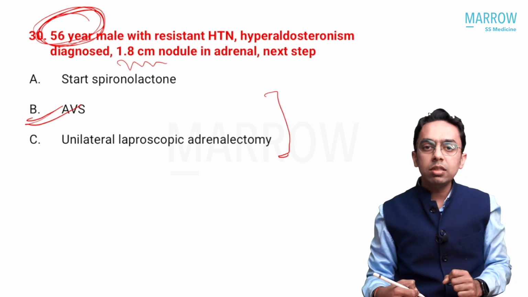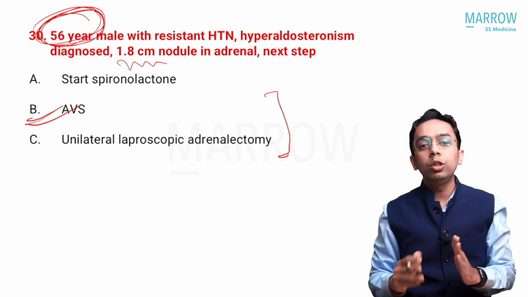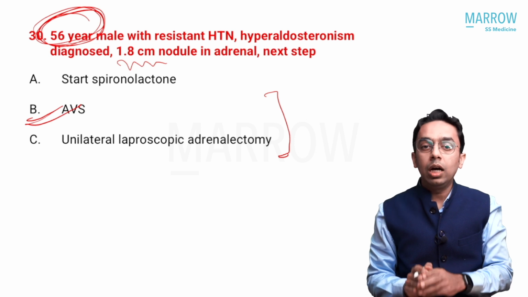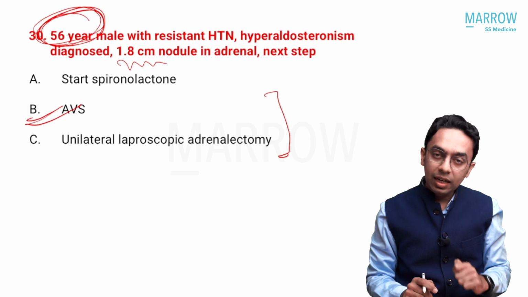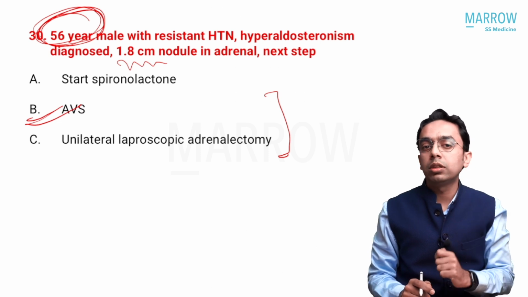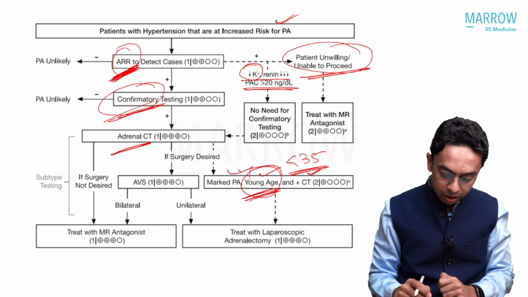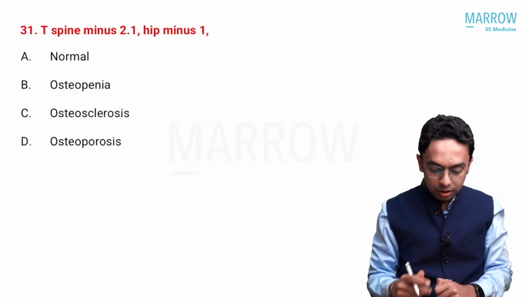So for a 56-year-old male, even with a unilateral adenoma with primary hyperaldosteronism, you need an AVS to confirm that that is the lesion from where the hormone is secreted. That is important. Okay, so this is a guideline-based answer.